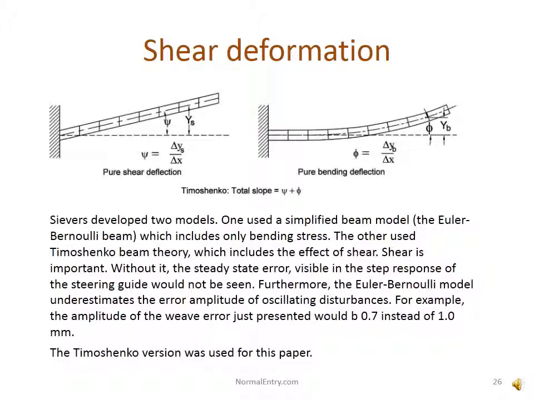Sievers developed two models. One used a simplified beam model, the Euler-Bernoulli beam, which includes only bending stress. The other used Timoshenko beam theory, which includes the effect of shear. Shear is important. Without it, the steady-state error, visible in the step response of the steering guide, would not be seen. Furthermore, the Euler-Bernoulli model underestimates the error amplitude of the oscillating disturbances. For example, the amplitude of the weave error just presented would be 0.7 instead of 1 millimeter. The Timoshenko version was used for this paper.